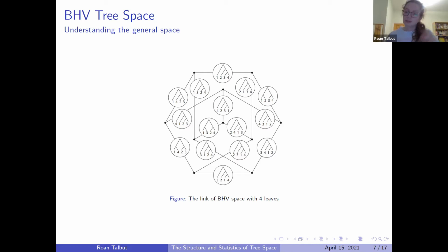And like I was saying, the simplicial complex is like a higher dimensional version of a graph. In the case of 4-leaf trees, we end up with a graph because we only have 2 internal edges. Because we only have 2 internal edges, we're only going to end up with at most 1-dimensional simplices in our simplicial complex, which gives us a graph.